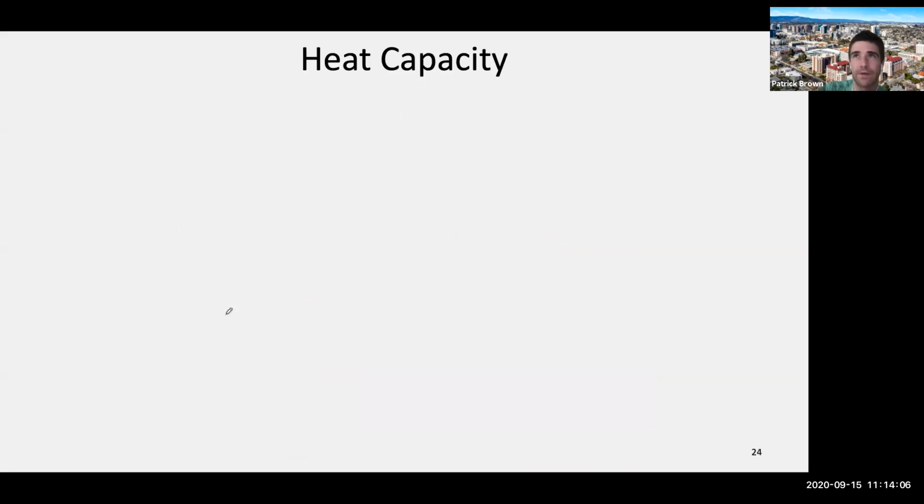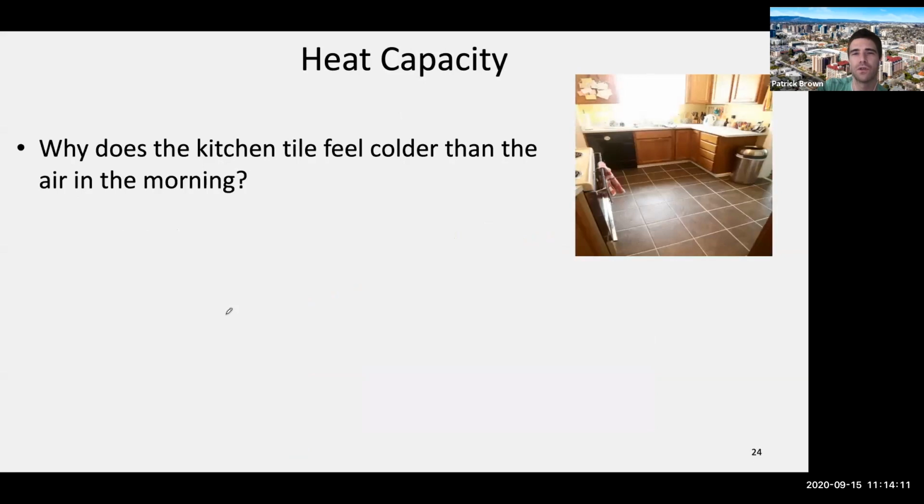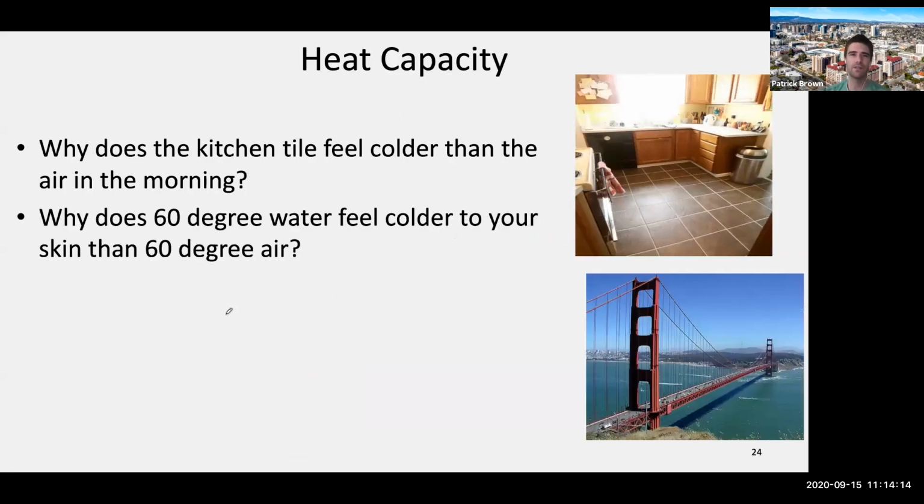Here are some other heat capacity examples from our day-to-day lives. Thinking about these two examples, why does the kitchen tile feel colder than the air in the morning? And similarly, why does 60-degree water feel colder to your skin than 60-degree air? If you get up in the morning and your kitchen is 60 degrees, you may walk out with bare feet and your feet feel really cold, but the rest of your body doesn't feel really cold. And it's not because the tile is colder than the air.